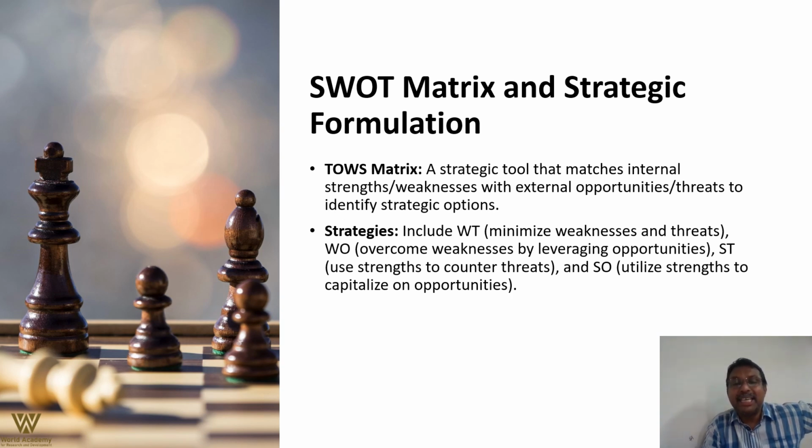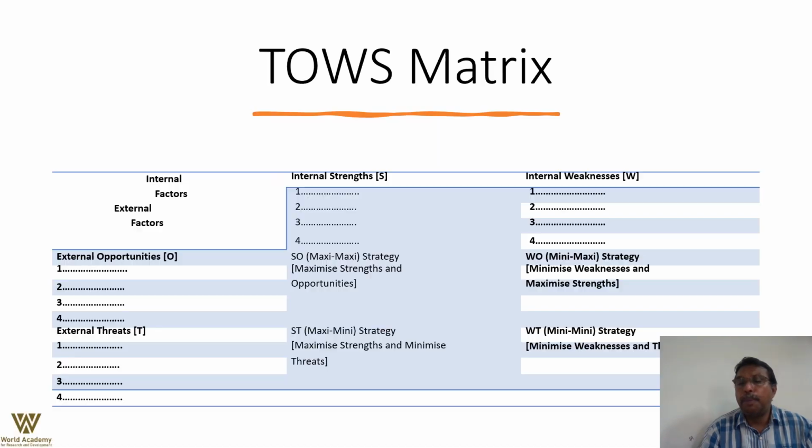What about ST? It is all about your strengths and the threats. If you are strong in certain things and there are threats existing in the environment, can you overcome those threats? What about SO? It is a win-win situation where you utilize your strengths to cash in on the opportunities that are present. And that is what we go with in the TOWS matrix, as the SWOT matrix goes around here.